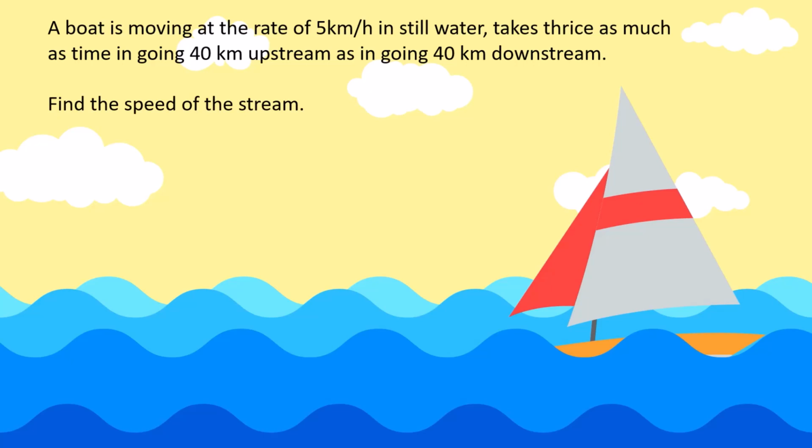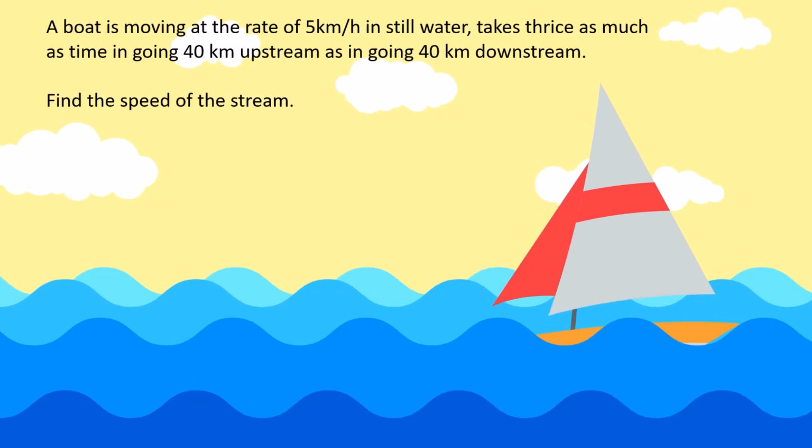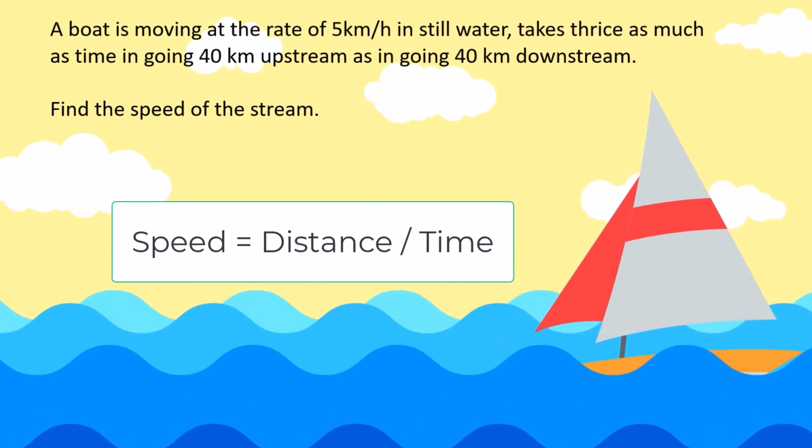One thing we need to understand here is that a boat can move upstream only if the speed of the boat is greater than the speed of the stream. If not, it will get carried away by the stream in the downstream direction. And one other thing to keep in mind is one simple formula: speed is equal to distance traveled divided by time taken.